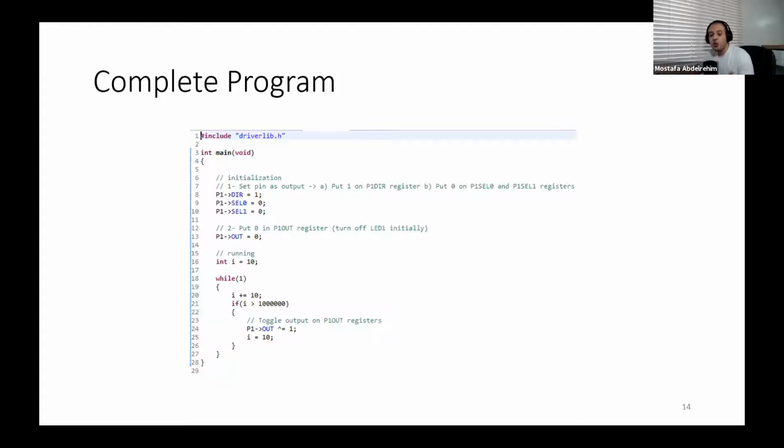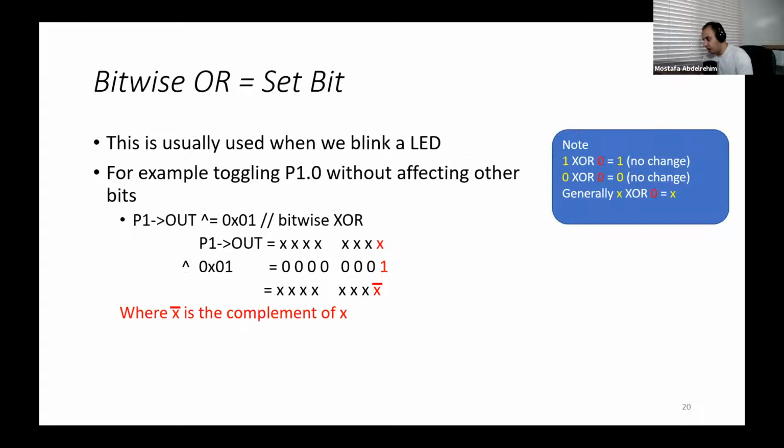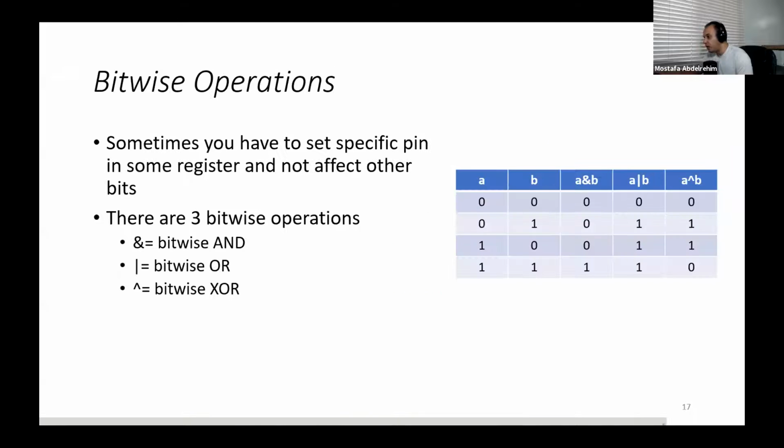And this is called bitwise operations. So let's see what these bitwise operations will do. We have 3 basic bitwise operations: bitwise AND, bitwise OR, and bitwise XOR. So this is bitwise AND. This is bitwise OR, and this is bitwise XOR.